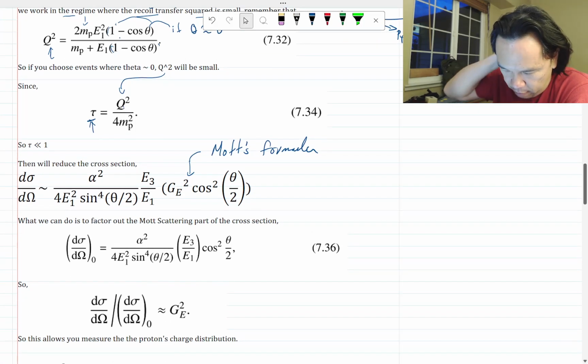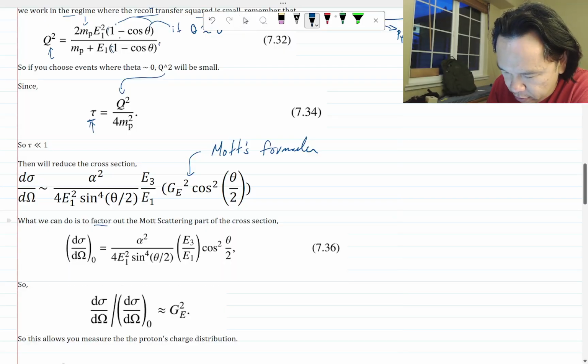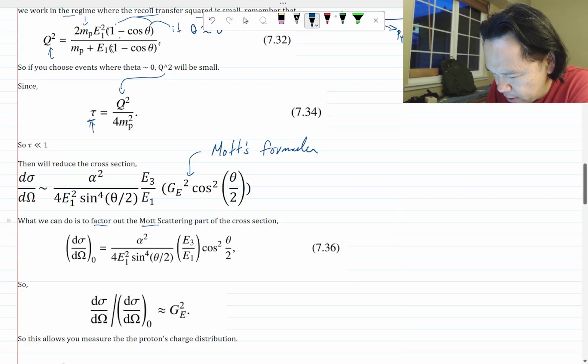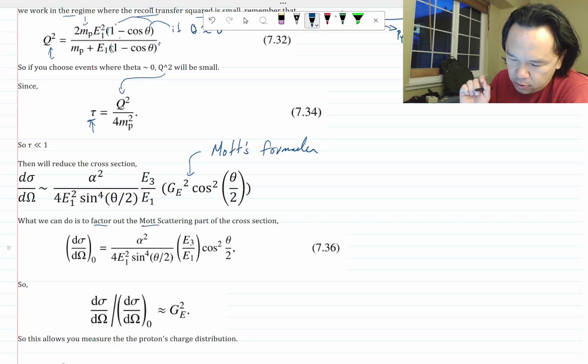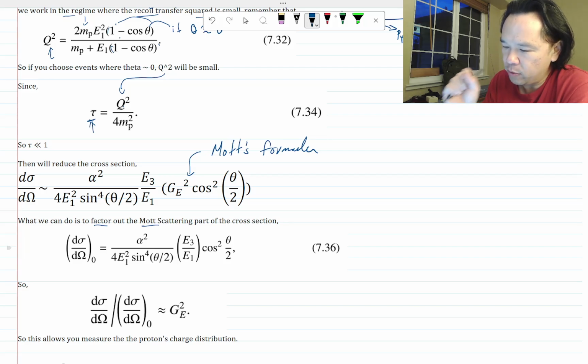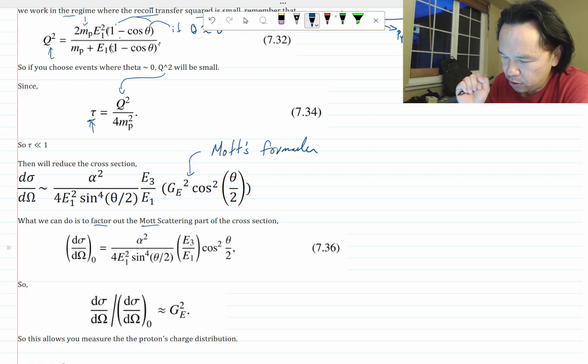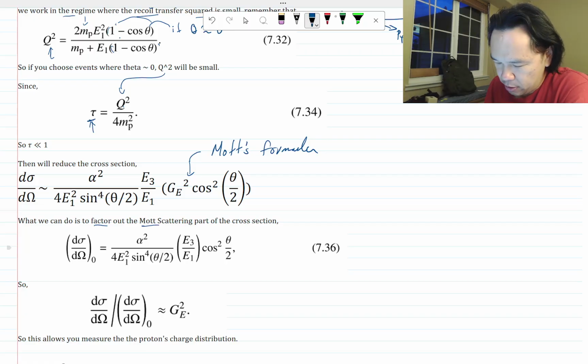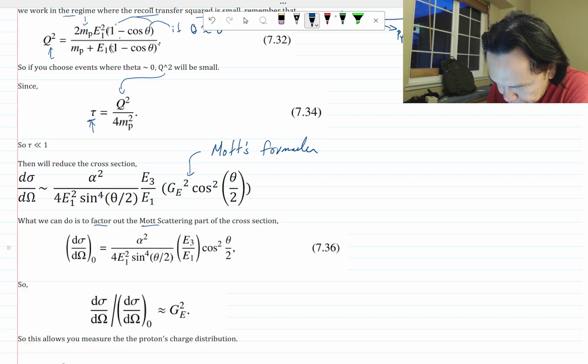In fact, we're going to use this Mott scattering formula as a way to probe how this cross section evolves, even though with the small Q square, how it evolves slightly as you move around a small range of Q square, so that you're actually probing how this behaves. Okay. All right.